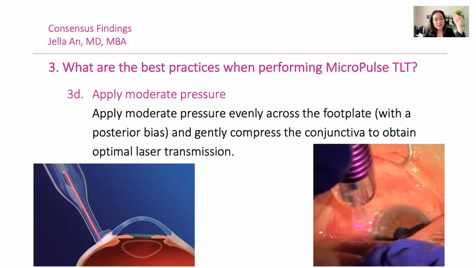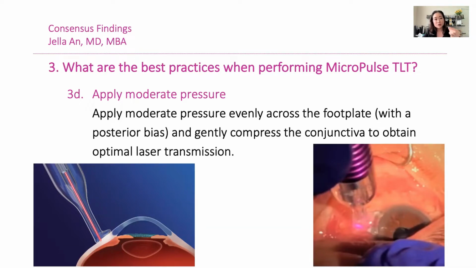Once the probe is appropriately placed right at the limbus or 1 millimeter posterior to the limbus, it's really important to apply moderate pressure evenly across the foot plate with a slight posterior bias where the laser probe is located. So that actual laser probe is 3 millimeters from the bunny ear, where you will align with the limbus. And you want to gently compress the conjunctiva as you sweep across to obtain the optimal laser transmission. It's kind of like a pen to paper.